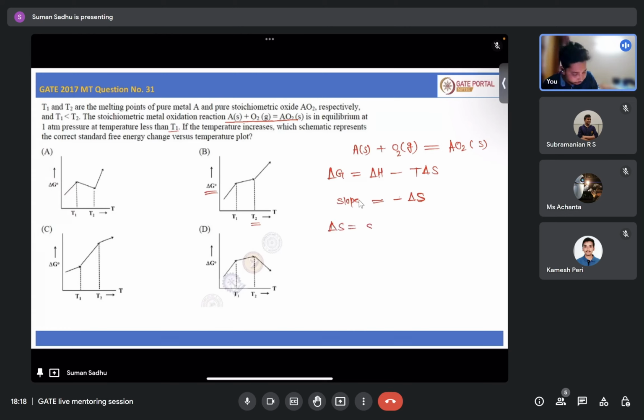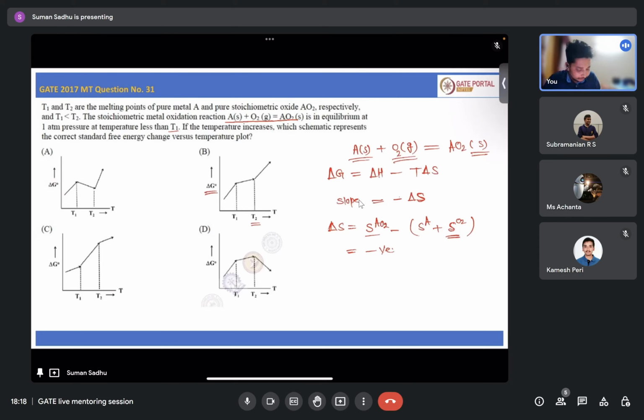Delta S will be S of AO2 minus S of A plus S of O2, right? So now as you can see, S of O2 is in the gaseous form and the others are in the solid form. So what will be the sign of the entropy change? It will be negative, right? Because this value is higher as compared to this and this value. So your entropy change delta S will be negative.